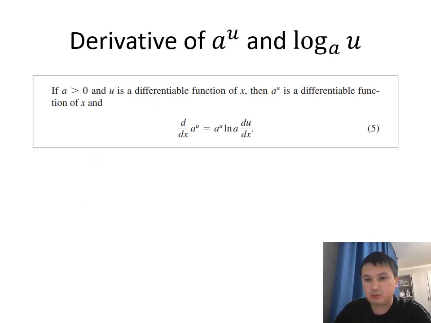Now let's discuss how to find the derivative of a to the u and how to find the base a logarithm of u. The first one is: if a is positive and u is any differentiable function, then the derivative of a to the u is a to the u itself times ln of a times du over dx. Again, du over dx comes from the chain rule.